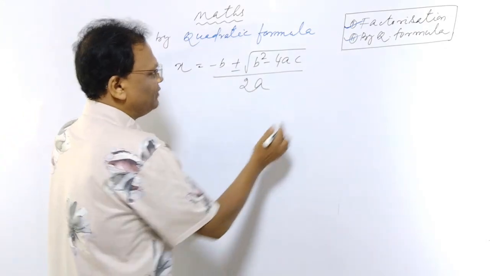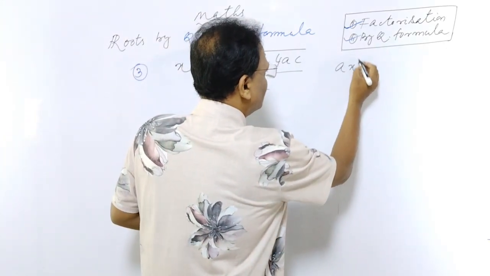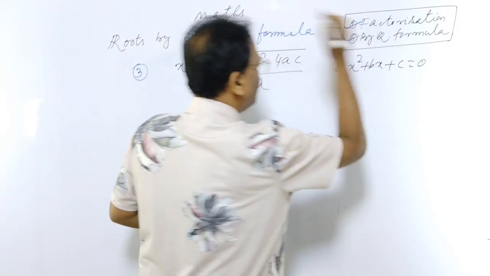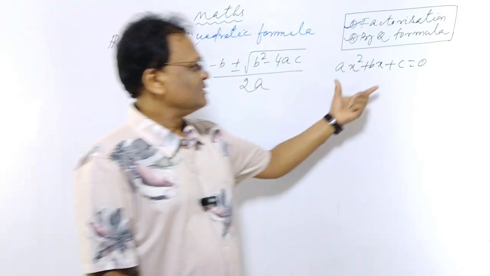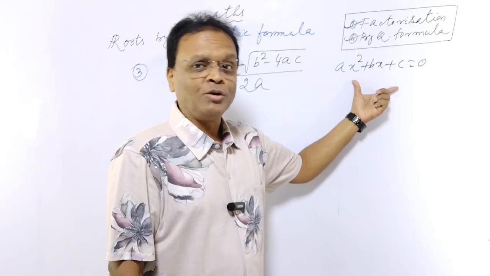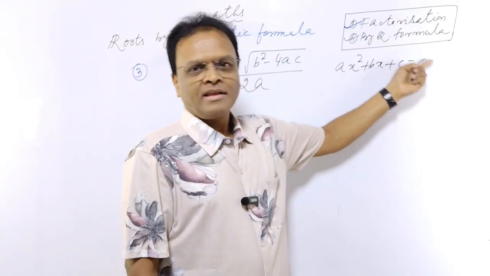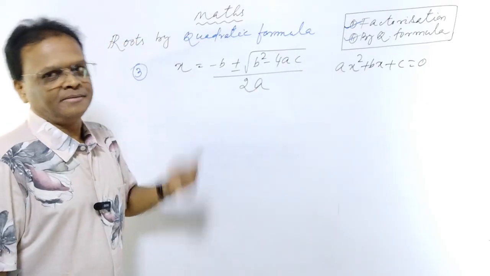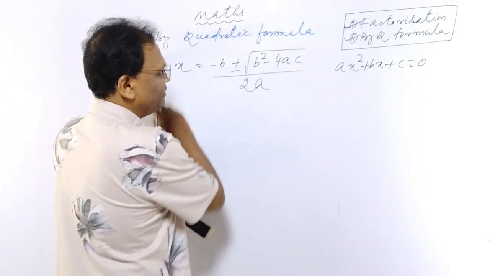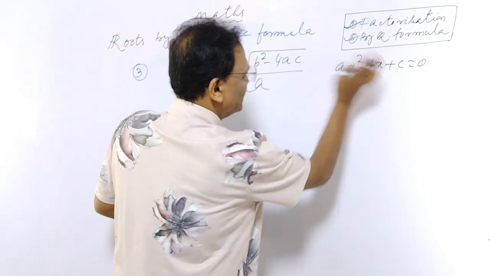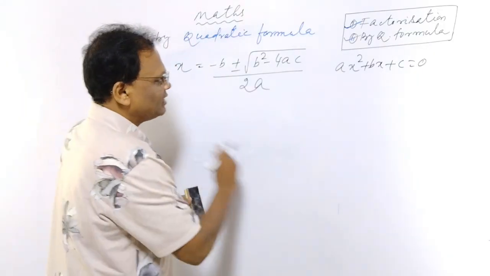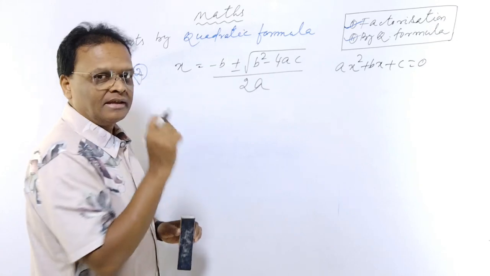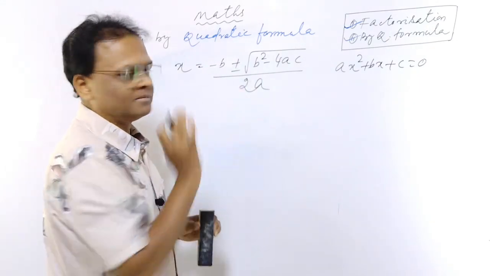So actually this formula we got from this one. This is the standard form of the quadratic equation, and from this the value of x came. B is nothing but the coefficient of x. A is what? Coefficient of x square. Got it? So this formula is known as quadratic formula.